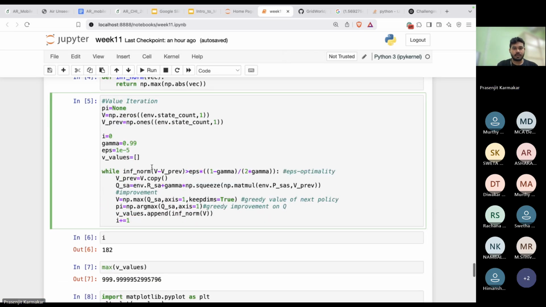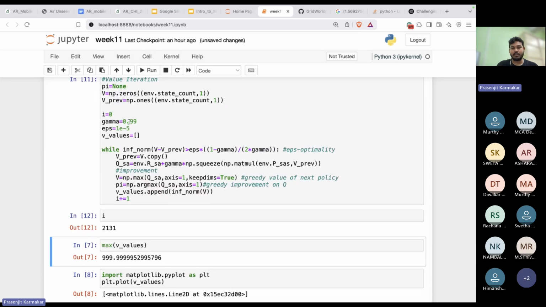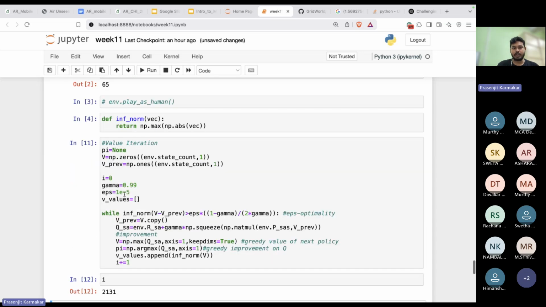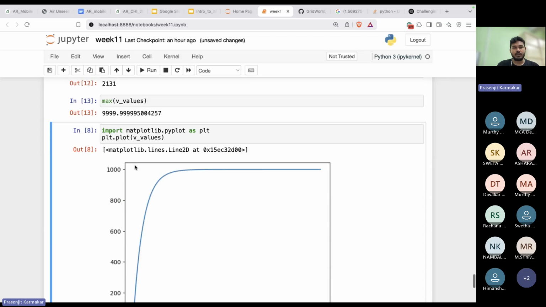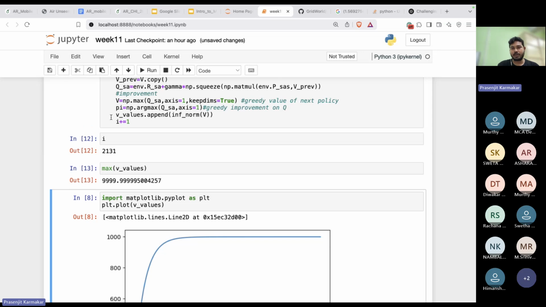So run. Because we are taking 0.99 gamma, it takes 2000 iterations to converge with an epsilon value of 1e-4. Now, what is the maximum value that we get? That's fine, because it's 10 times more, right? Instead of 10 steps, we are taking 100 steps into consideration now.